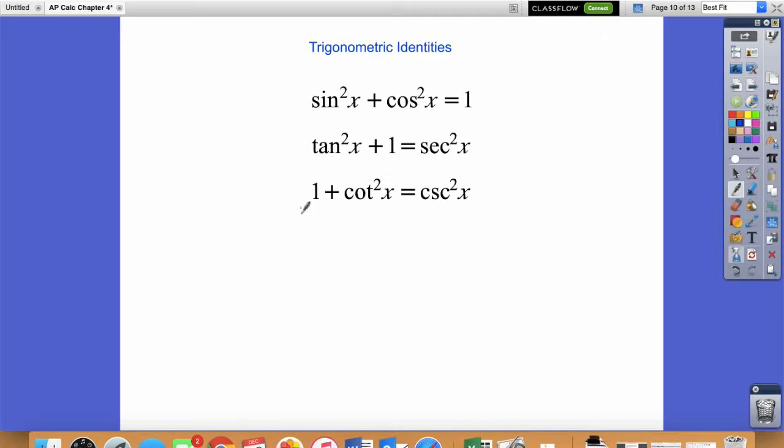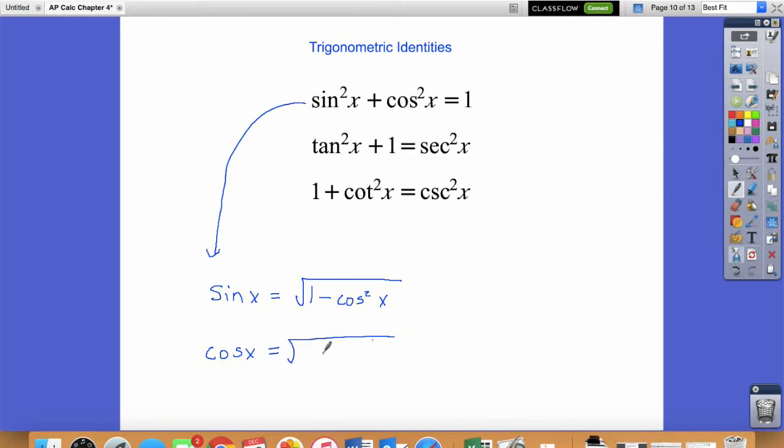What we're going to have to be able to do with these is rewrite them. What I mean is we won't be working with sine squared x. Instead, you're going to want to know that sine x is equal to the square root of 1 minus cosine squared x. I subtracted to move it over and I square rooted it. Same thing with cosine. Cosine x equals the square root of 1 minus sine squared x. And then you may have to manipulate these other two also. So these are really important. Make sure you have them written down so you can reference them during the whole lesson.